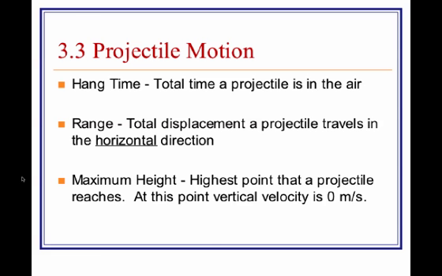Another common thing asked to solve for is the range. This is the total displacement a projectile travels in the horizontal direction. And last, you want to know the maximum height. This is sometimes easier to find once you know half the hang time, because you can find that the velocity at the top there is 0 meters per second. Notice that the range is in the horizontal or X direction, and the maximum height will be in the vertical or Y direction.